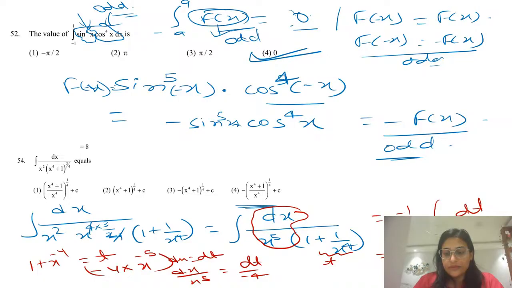This is 3 by 4, no? This one is 3 by 4. So t to the power 3 by 4. Now this is integration of t to the power minus 3 by 4, that is nothing but t to the power (minus 3 by 4 plus 1) divided by (minus 3 by 4 plus 1). So when you solve this further, which option is the correct answer here? Option 4 is the correct answer here.